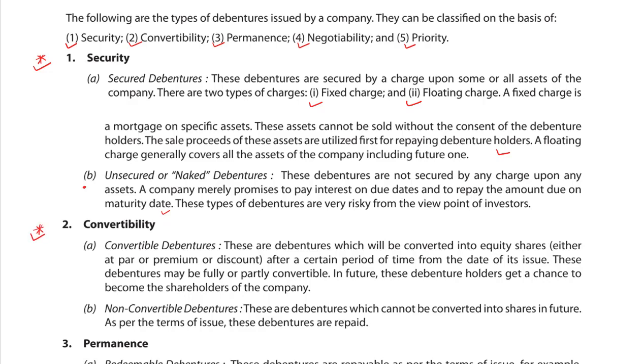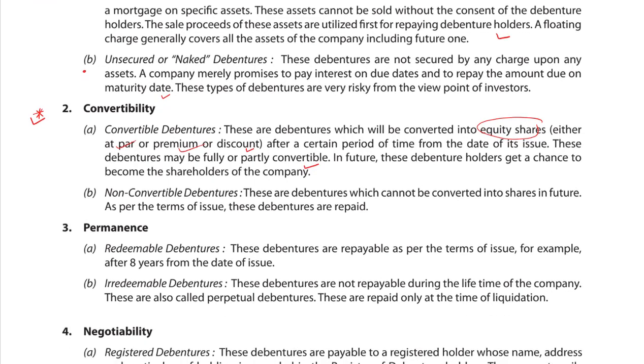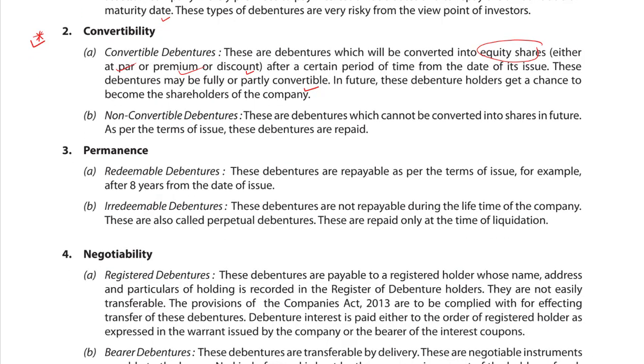On the basis of convertibility, convertible debentures. These are debentures which will be converted into equity shares either at par, premium or discount after a certain period of time from the date of issue. These debentures may be fully or partly convertible. In future, these debenture holders get a chance to become shareholders of the company. Non-convertible debentures are debentures which cannot be converted into shares in future. As per the terms of the issue, these debentures are repaid.